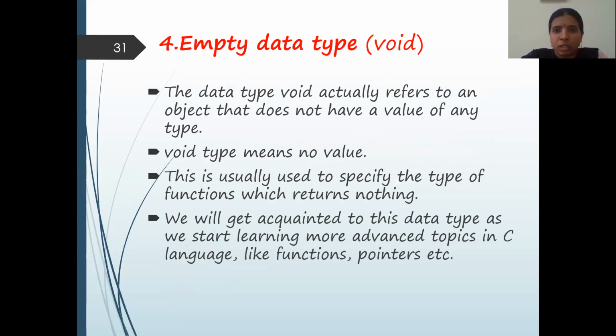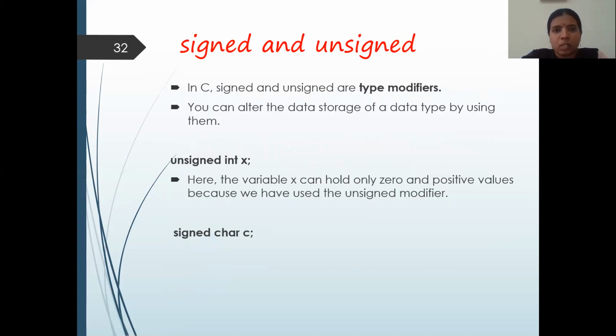Then comes the 4th data type, that's the void data type. Void is most understood when we talk about functions, because when a function is expected to return nothing, or void here means nothing. So when a function is expected to return nothing, we use something called void. Then comes signed and unsigned. Signed and unsigned are called type modifiers. Signed is used when you have a chance of taking both positive and negative values, and unsigned is usually used when you have only a chance of taking positive values.